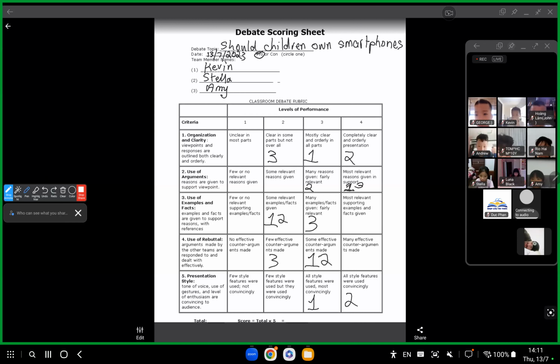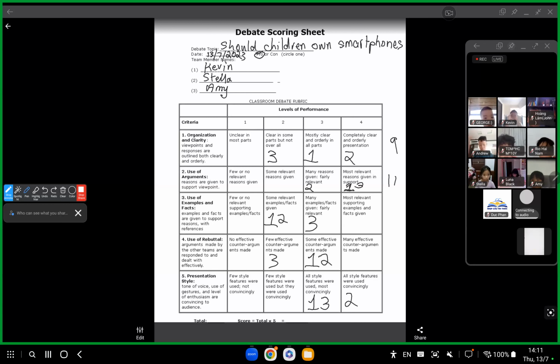And her presentation and style was mostly there. So now, once all of our speakers have spoken, we're going to go through and tally up the points. So we have, for the whole team, one score of 2, one of 3, one of 4. So that makes 9, 3, 4.